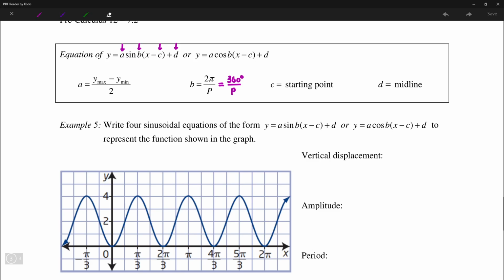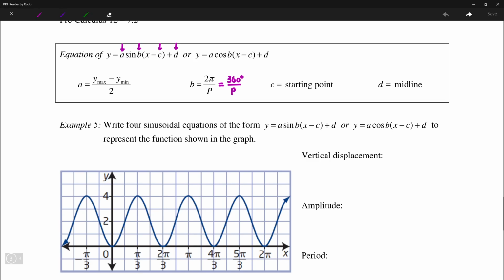This formula here, or this equation here, is an easy way to find out what the amplitude is. Simply subtract the maximum and minimum values of y and divide it by 2. Okay, so what if we are given the graph of a sinusoidal function and asked to find its equation?